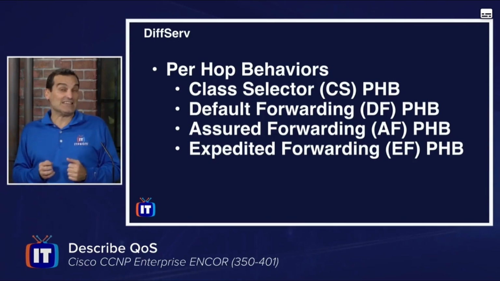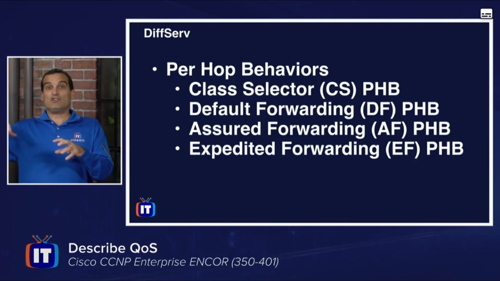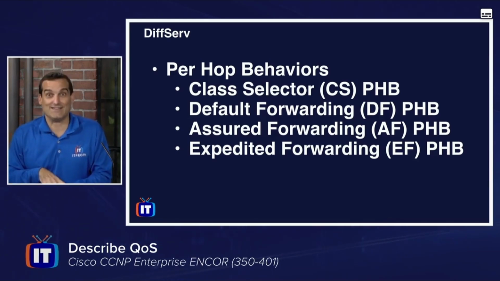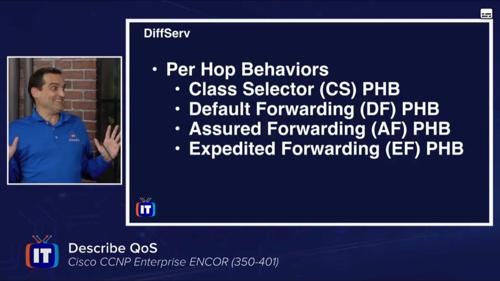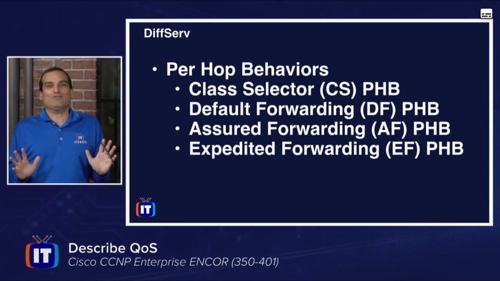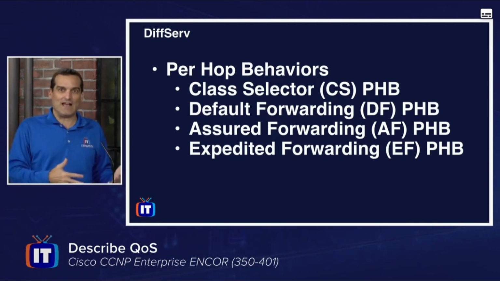There's a class selector per hop behavior. What's this all about? This is basically honoring letter for letter the IP precedence and class of service approach. It's like, okay, we're not going to do any fancy DSCP type stuff. We will just honor the 3-bit approach. So there are these per hop behaviors that help standardize this.